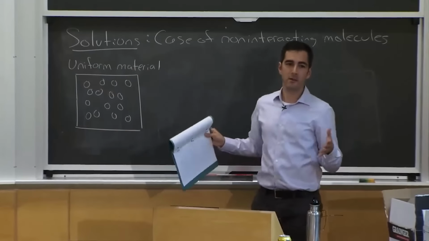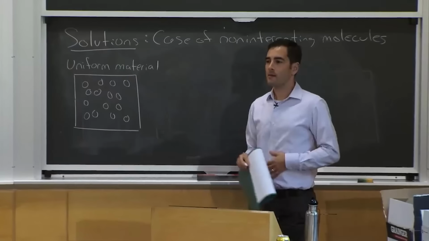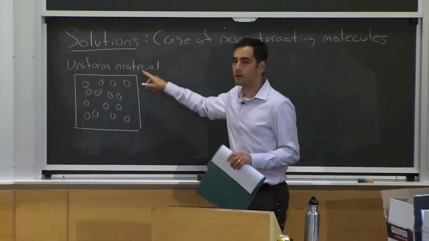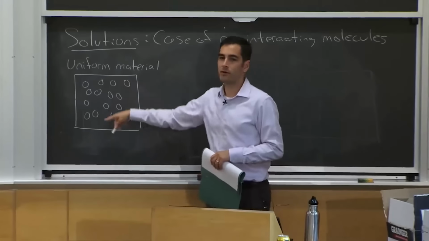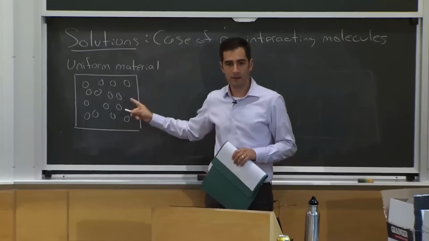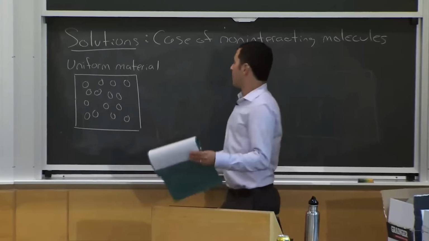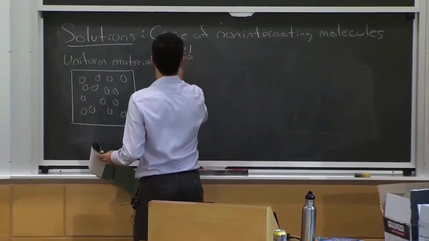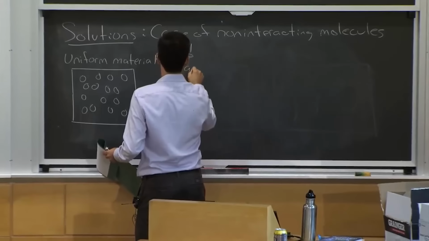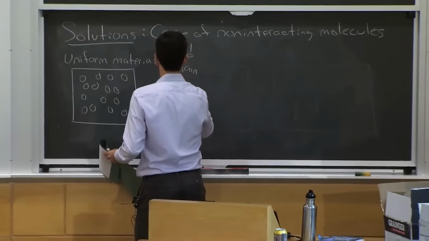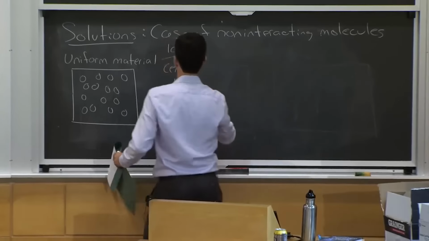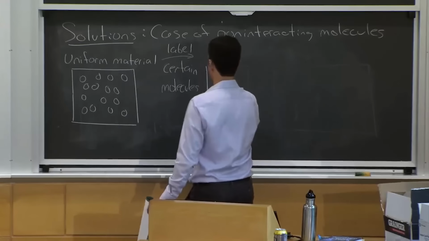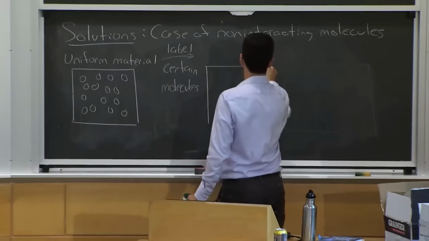We have some uniform material. It's made of some molecules. Here's the uniform material in a box, and these are the molecules that make up the material. Its properties are uniform. OK, so now what we're going to do is label certain molecules. Can you guys see that? Barely. We're labeling certain molecules.